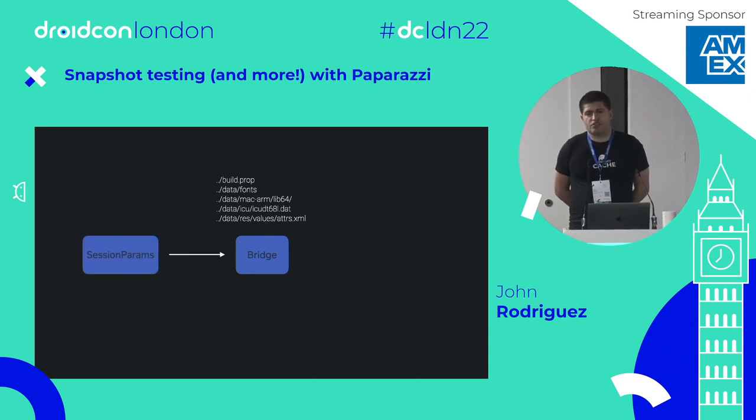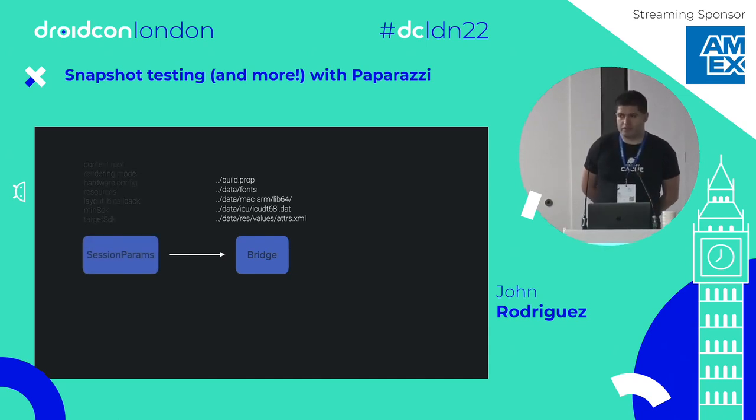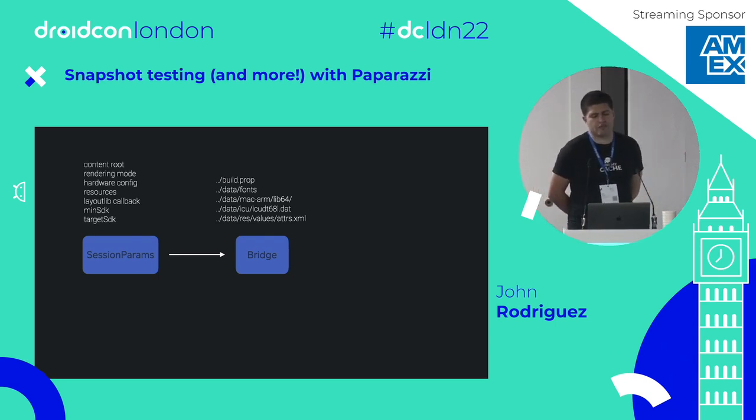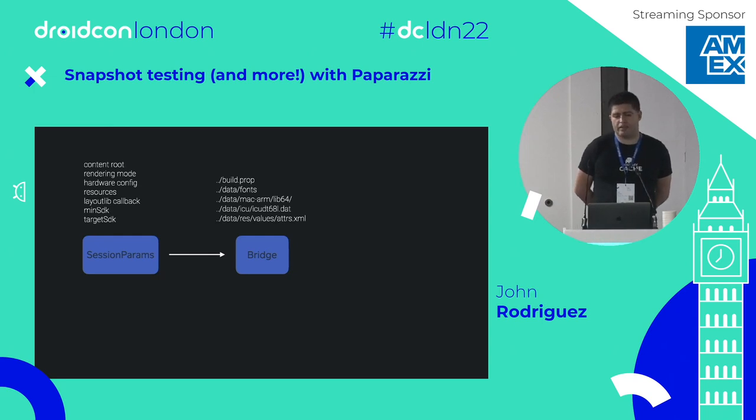From the bridge provided by Layoutlib, you're going to instantiate something called a session params. And when I say you, really Paparazzi handles this under the covers for you, but if you were so inclined to understand how Layoutlib directly works, this is how it works.